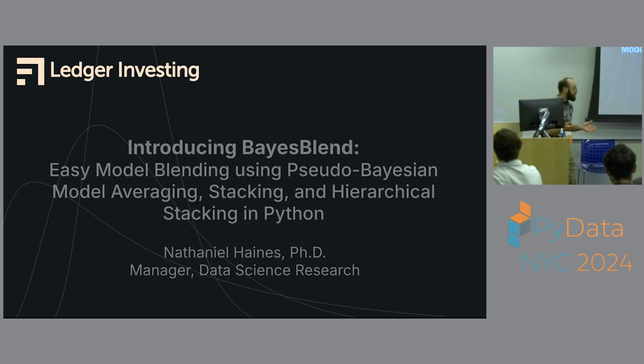But yeah, today we're here to talk about BayesBlend. This is a library that we developed internally at Ledger and have been using for a little while, and then recently open sourced it this past summer. Basically what this allows you to do is, it's geared towards Bayesian modelers, but you can, in theory, use this with other types of models. The basic idea is that instead of doing model selection at the end of your workflow, you can blend together your various models to generate some predictions, as opposed to picking the best one out of the set. And so that's the basic idea here.